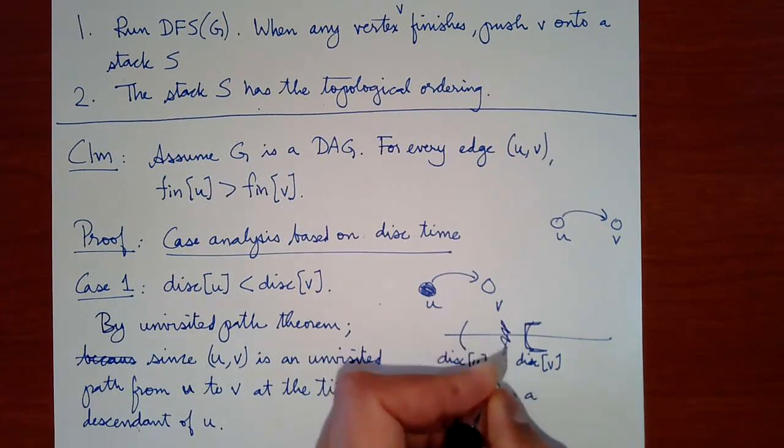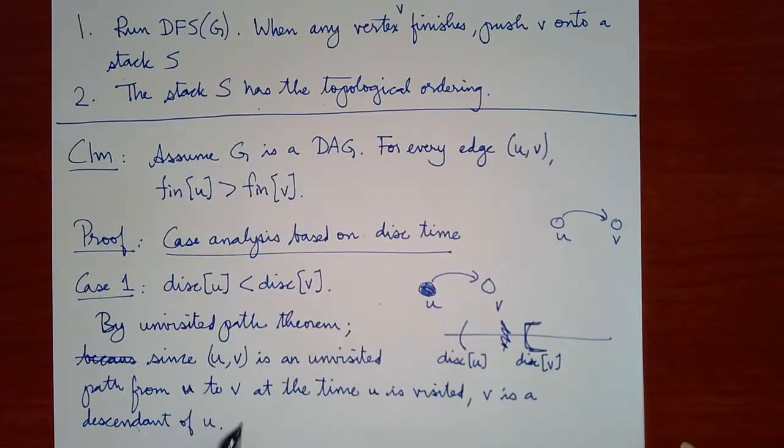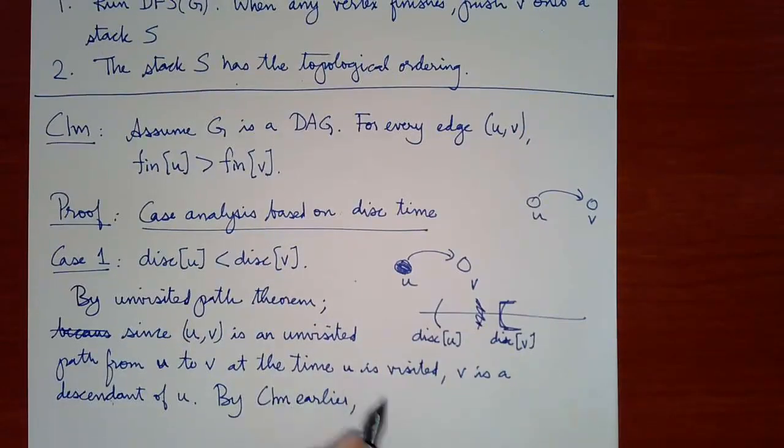And so therefore, because it's a descendant, by the claim earlier, we proved this earlier, this implies that the finish time of U is going to be greater than the finish time of V. And this is because U is an ancestor. So V is a descendant, U is an ancestor, and hence this is true. Is this clear?